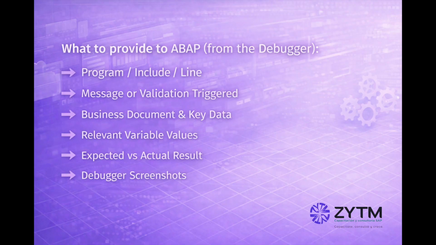Here is a list of items that can be part of an accurate functional report: program, include, line, message or validation triggered, business document and key data, relevant variable values, expected versus actual results, and debugger screenshots.